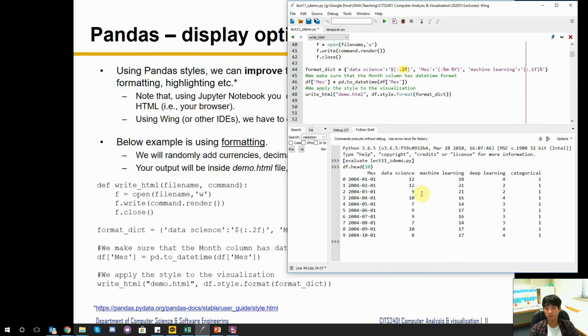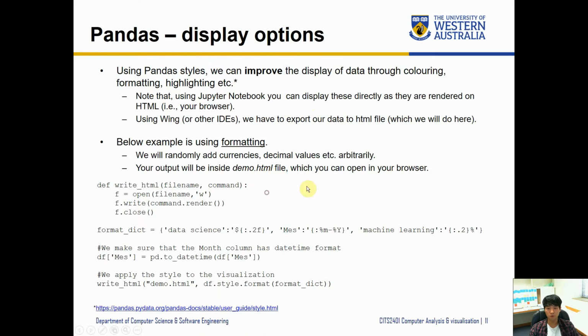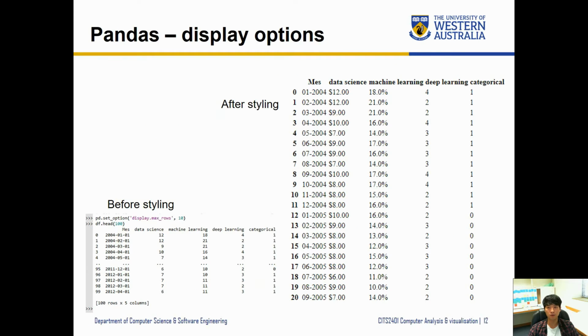Okay, so this is different. The head is picking the raw data, whereas writing the HTML file is actually displaying the data through this format. So we can apply these formatting options to improve our display if we need to modify it as well. Okay, so this is before styling and this is after styling that we just saw.